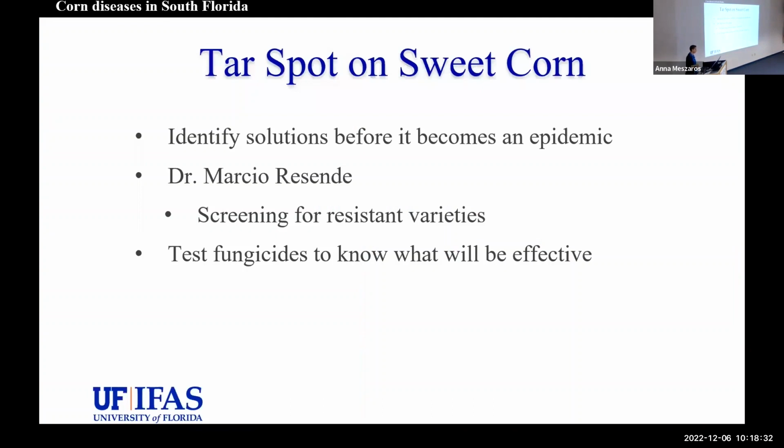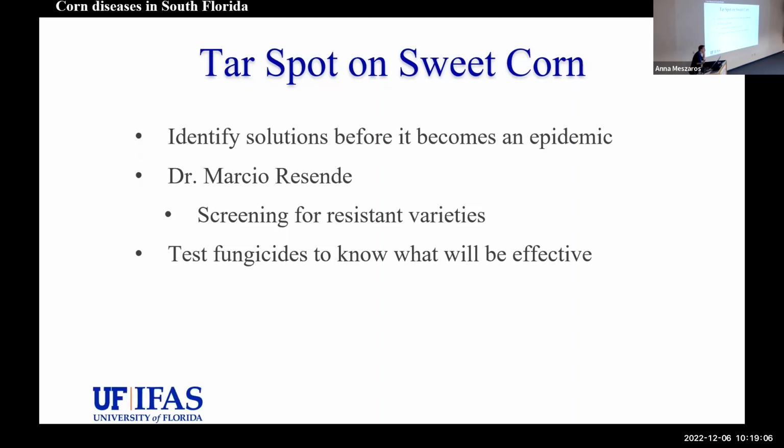I have a project together with Dr. Marcio Resende to identify some solutions before this disease becomes an epidemic in sweet corn in the region. So what we want to do is to screen some sorghum hybrids or varieties or germplasm, looking for some sources of resistance against this disease, and also screen fungicides to see what can be used in case the disease becomes a problem in the near future, right?